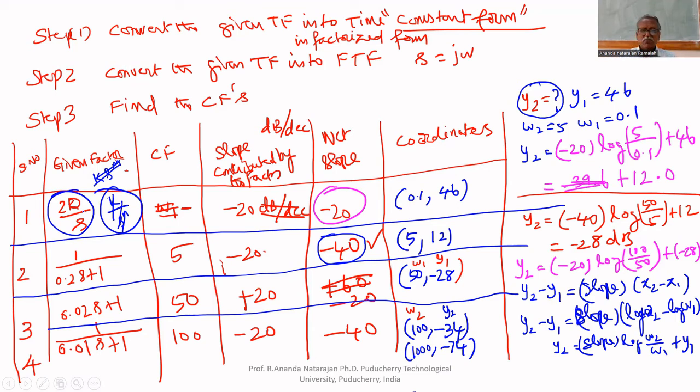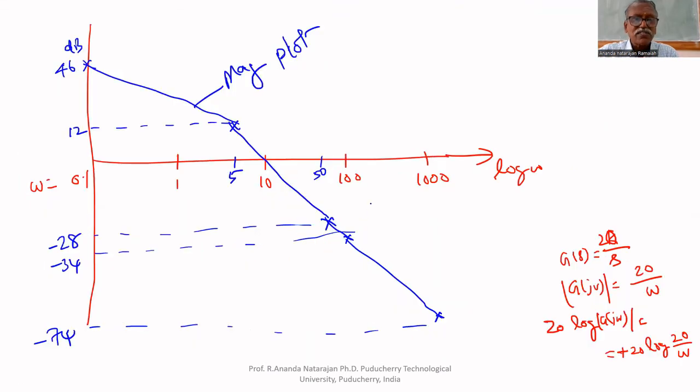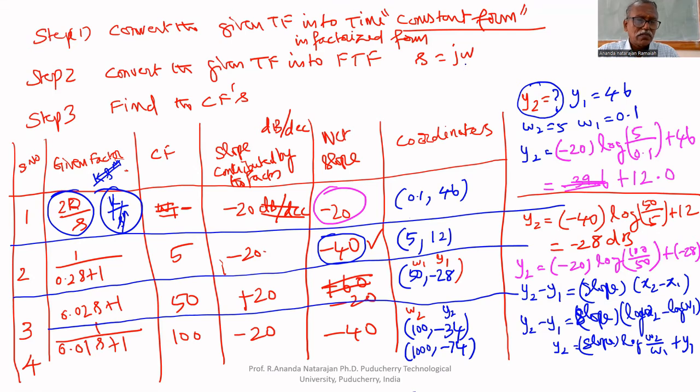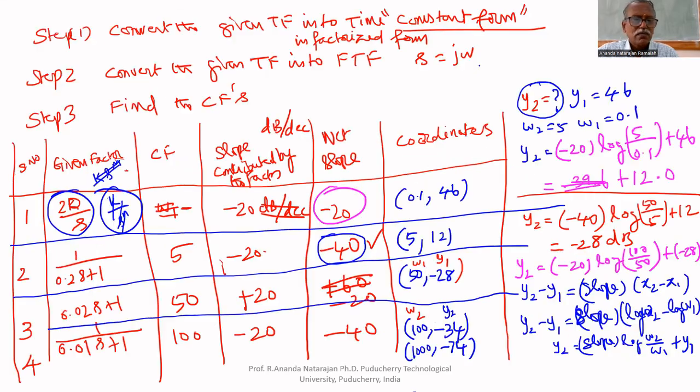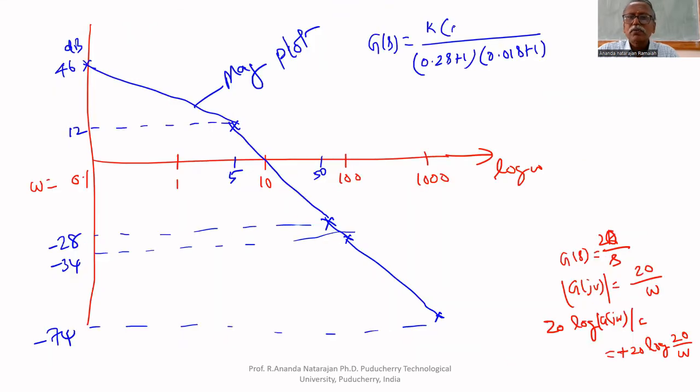Magnitude plot is over. What is the phase plot for this? What is the transfer function? The transfer function G of S equal to K, these two, 0.2 S plus 1. This is 0.01 S plus 1. This is 0.02 S plus 1. This is the given sum multiplied by S.